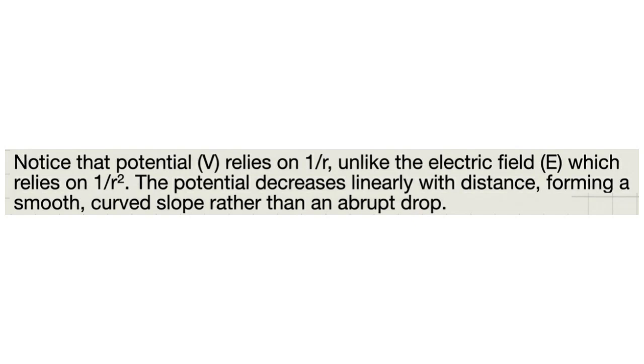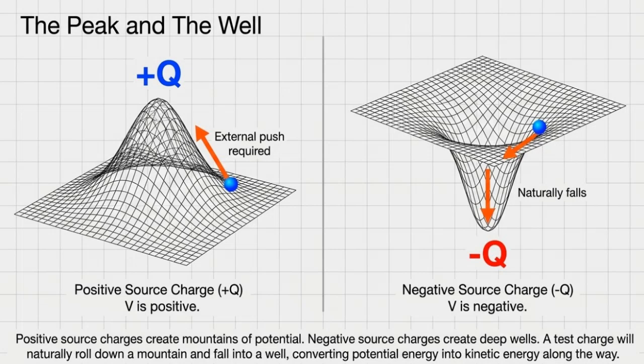Here, we can see that the electric potential depends on the inverse of the distance, or 1 over r, while the electric field depends on the inverse square of the distance, 1 over r squared. This means the potential decreases more gradually as you move away, creating a smooth, curved slope. In contrast, the electric field drops off more quickly, which results in a steeper decline closer to the source. This difference helps explain why potential changes are more spread out compared to the more localized changes in the electric field.